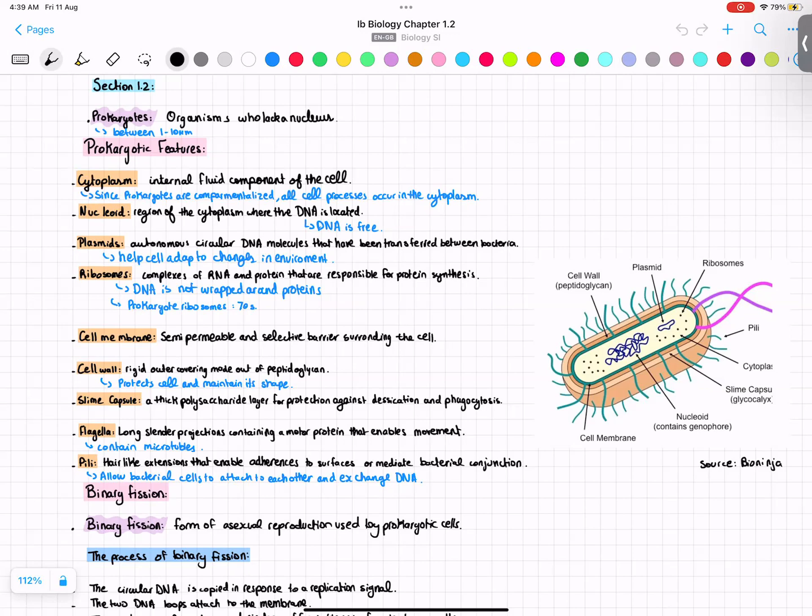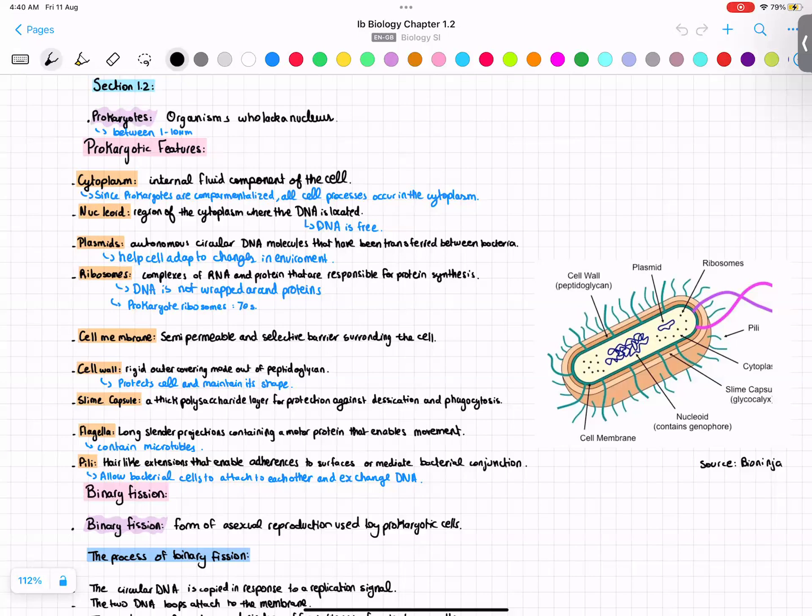And now we have the slime capsule. Of course, you have the image next to you, which is from BioNinja. So whenever I'm explaining what each one is, you can refer to it in the image. The slime capsule is a thick polysaccharide layer for protection against desiccation and phagocytosis. You should probably know what polysaccharides are: you have monosaccharides, then disaccharides, and polysaccharides. You're going to learn more about these in detail in the beginning of chapter 2, but of course, just know them.